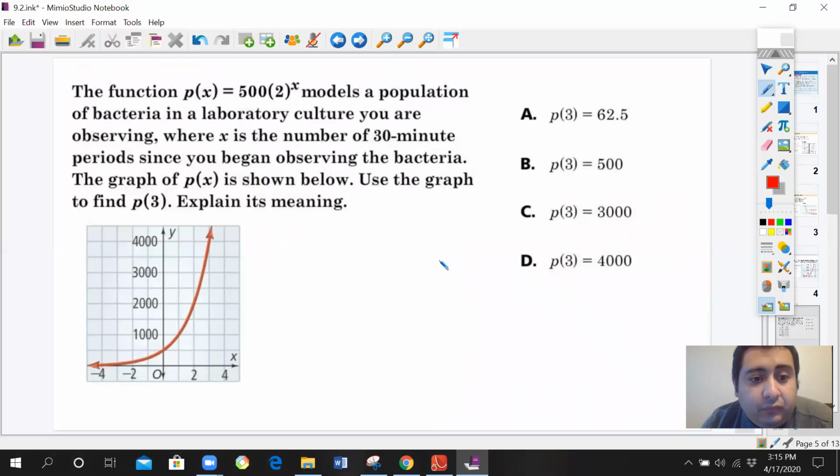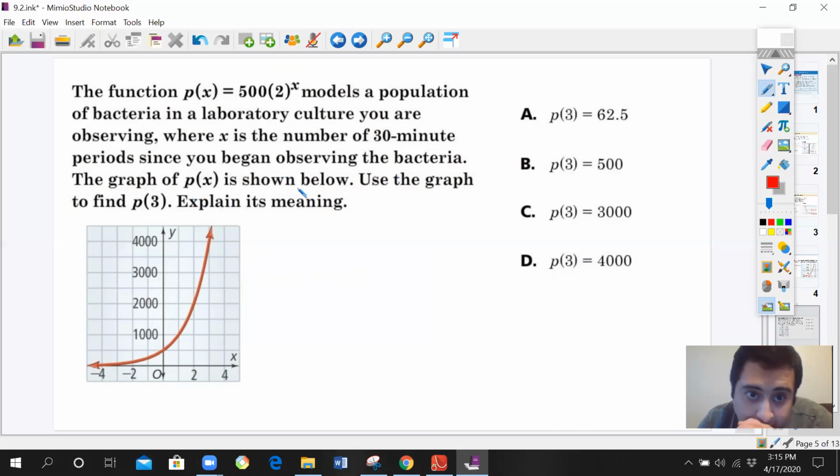All right. So the function P of x equals 500 times 2 to the power of x models a population of bacteria in a laboratory culture you are observing, where x is the number of 30-minute periods since you began observing the bacteria. The graph of P of x is shown below. Use the graph to find P of 3 and explain its meaning.